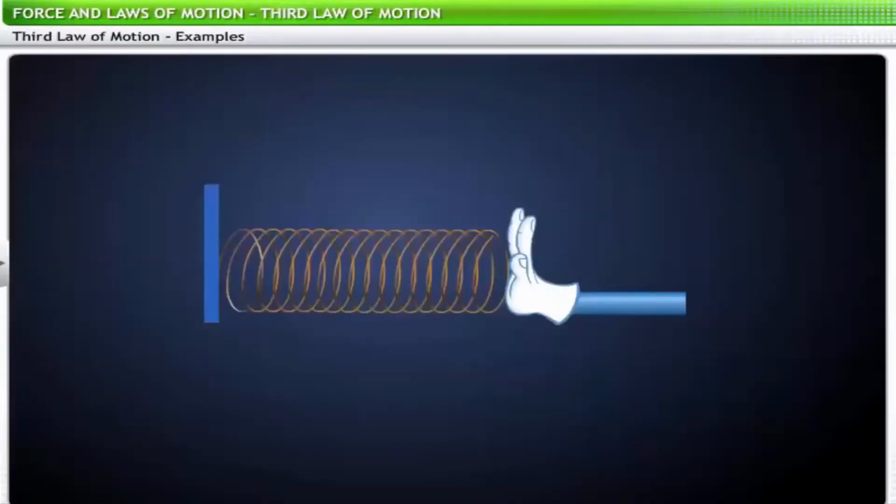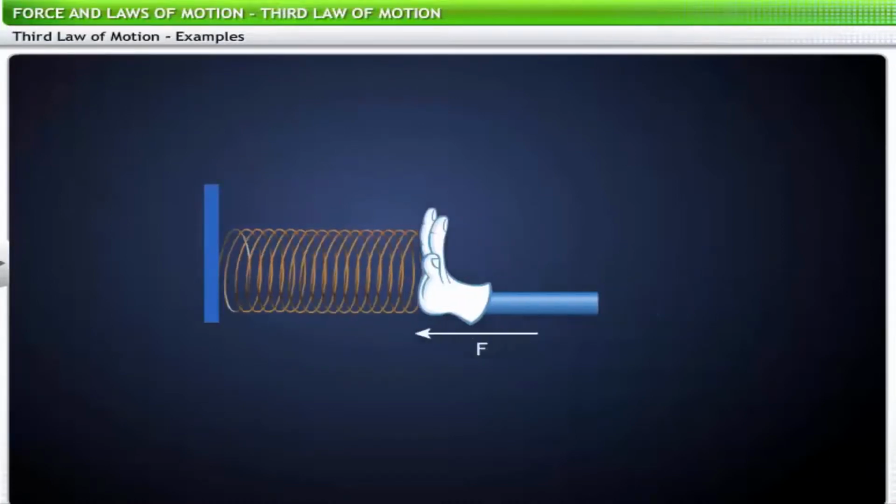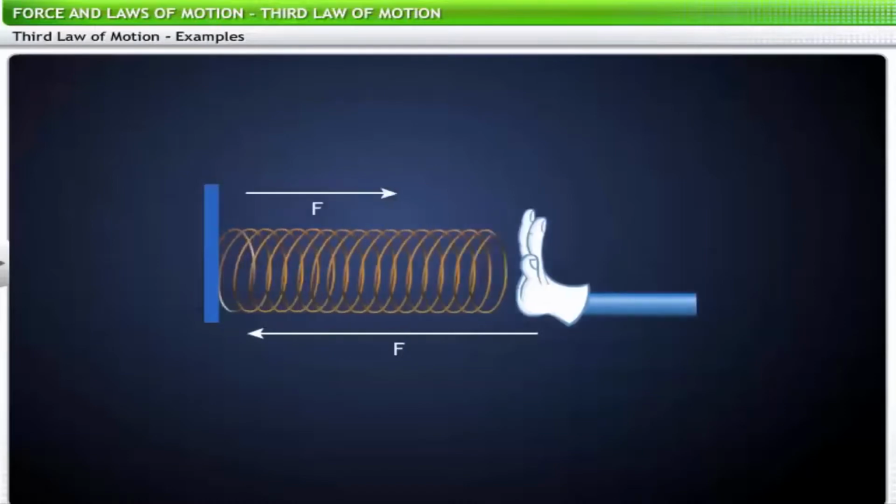Let's examine some other situations where this law can be observed. If you push a spring fixed to a metal block with a force F, the spring pushes against your hand with same magnitude of force, that is, F.